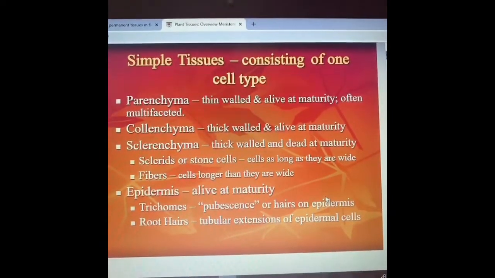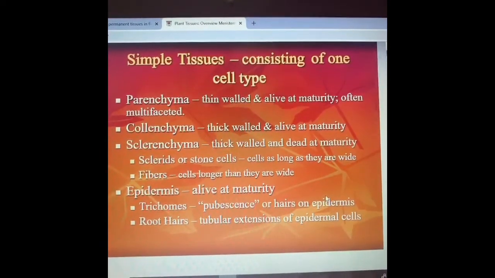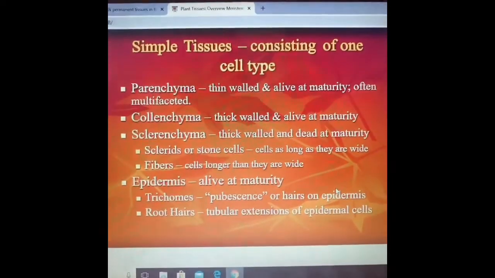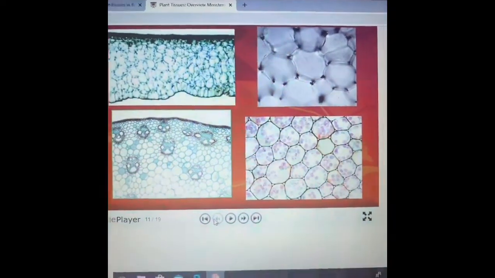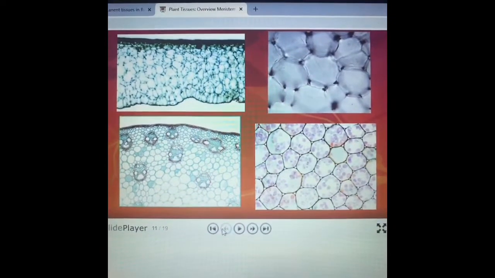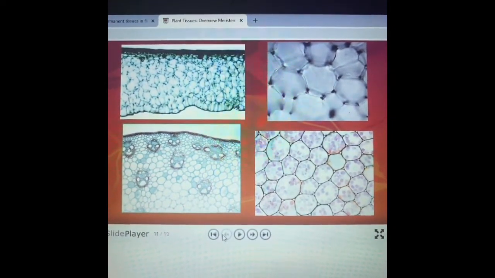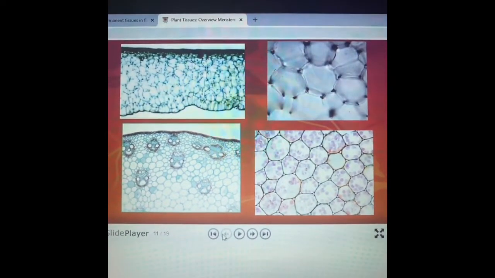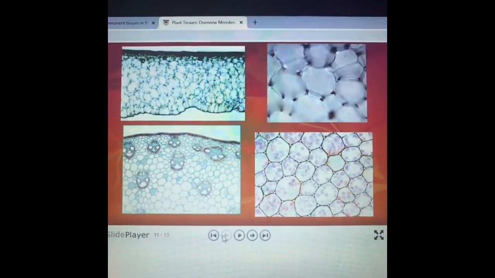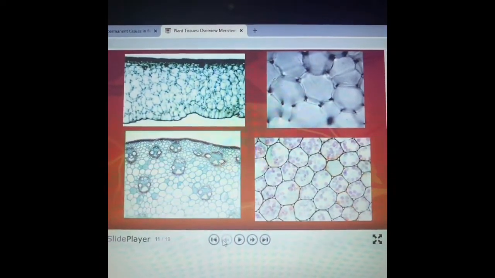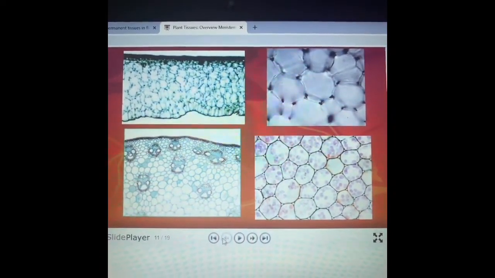The cells are oval, spherical, polygonal in outline. I'll show you. These are the parenchymatous tissues. There is a central vacuole, and peripheral cytoplasm containing the nucleus. The cells are loosely packed, and large intercellular spaces can be seen.